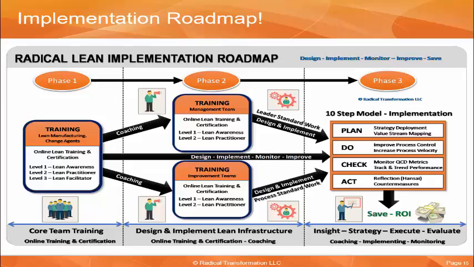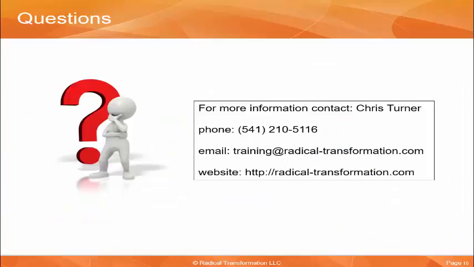In phase 3, we go through the implementation process, by which time we've developed insight through the metrics that we're measuring and tracking. And then we develop a strategy, a strategic plan. We execute that plan. And then we evaluate the plan to see if it worked and achieved the goals that we were trying to achieve. Coaching, implementing, monitoring, all these things are important. So that's the implementation roadmap.